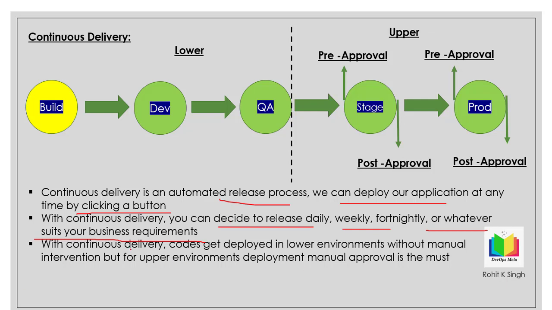So with the continuous delivery model, code gets deployed in the lower environment without manual intervention, but for the upper environment deployment, manual approval is a must. Okay, the manual approval is not just for the person who wants to feel important. No, it's not that, guys. Manual approval has multiple reasons. They want to check if the pre-prod environment was deployed successfully. They want to have the QA report. They want to have the load reports. They want to check the integration testing, how it went. Everything they need to check before they go and deploy things in production.